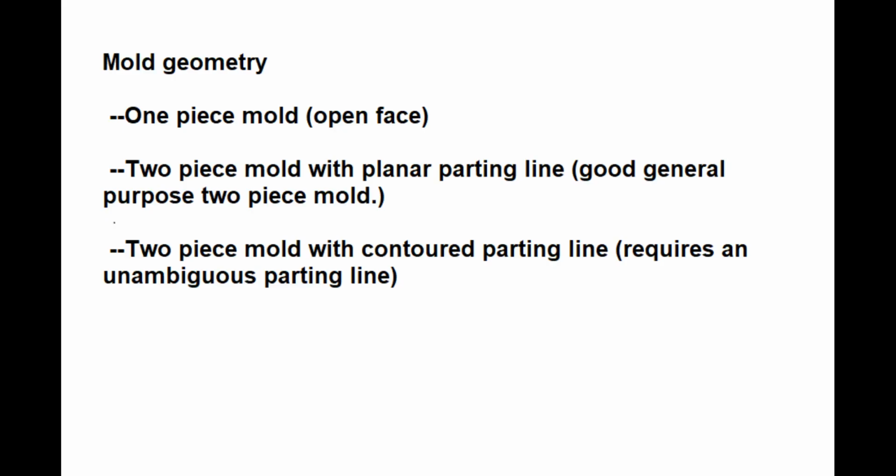The second decision you have to make is around the geometry of the mold. There are basically three options that we offer right now: a one-piece mold, a two-piece mold with a planar parting line, and a two-piece mold with a non-planar parting line. Let's start with the one-piece mold.